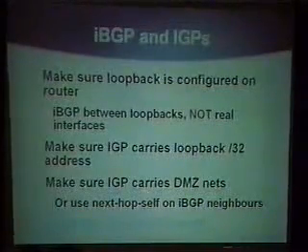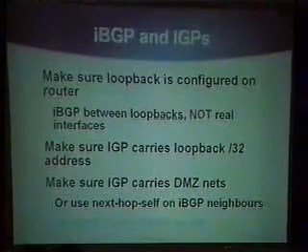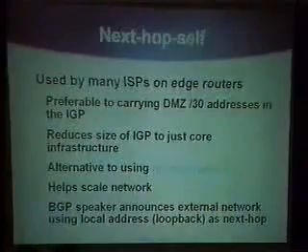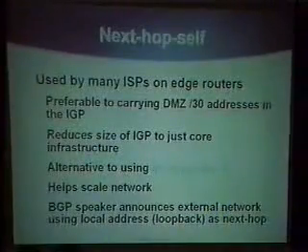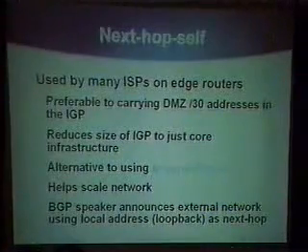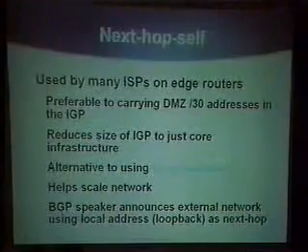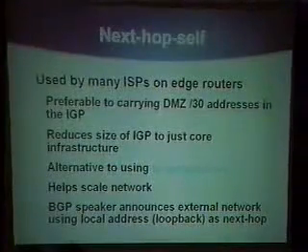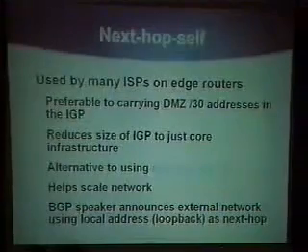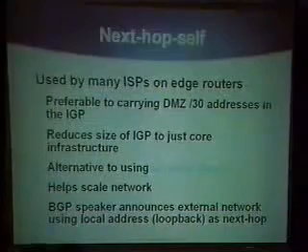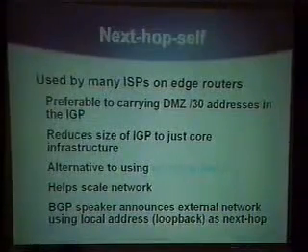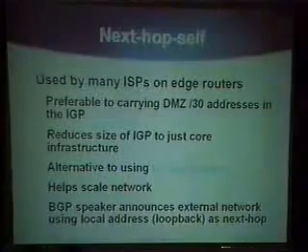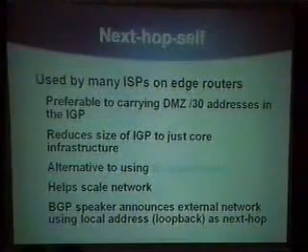Alternatively, if you don't want to carry demarcation in your IGP, you can use something called next hop self on your IBGP neighbors. It's used by many ISPs. A lot of ISPs use next hop self rather than carrying the demarcation /30 in the IGP. So connecting your customers or your eBGP neighbors, rather than having this /30 running around in your IGP, we use next hop self. And that means the announcement of the customer prefix goes with the next hop address of the local router, rather than the point-to-point link pointing to the customer.